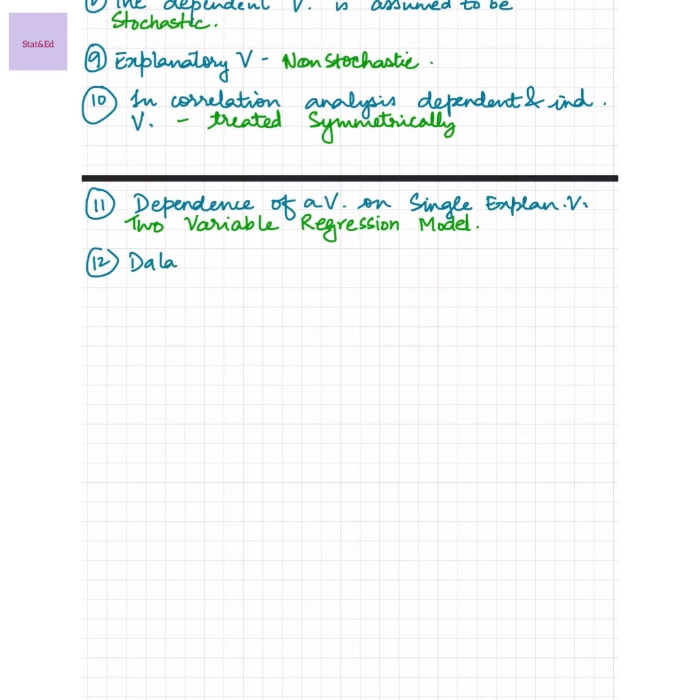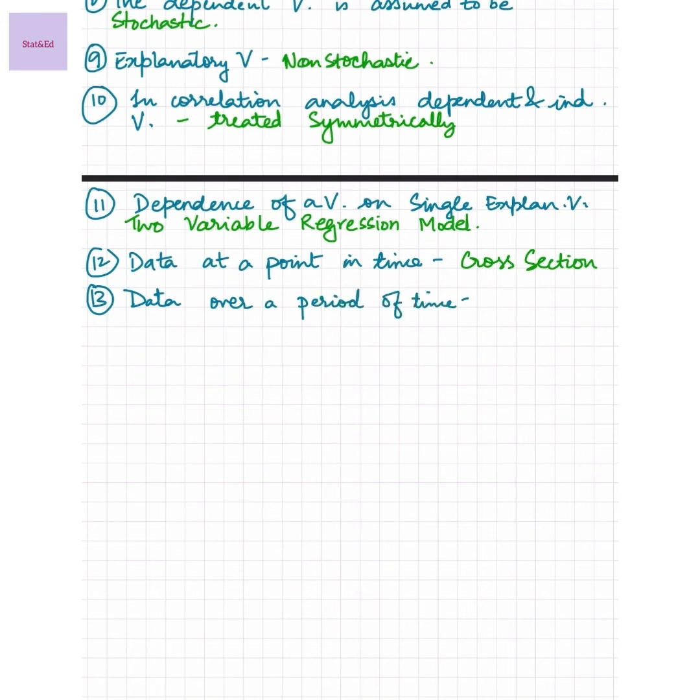Now, question number 12. This is from types of data. Data collected at a point in time is called cross-sectional data. Whereas data collected for a variable over a period of time, like GDP, is called time series data. Time series data is very common.